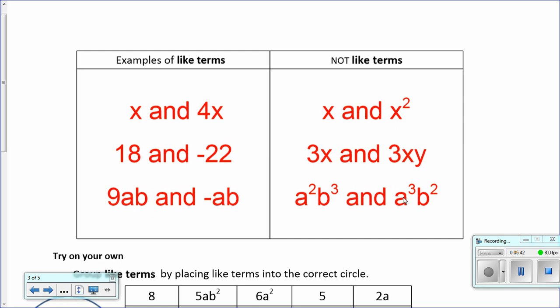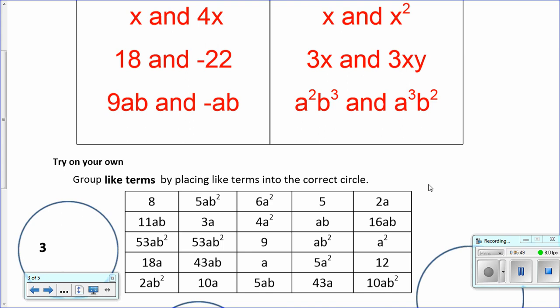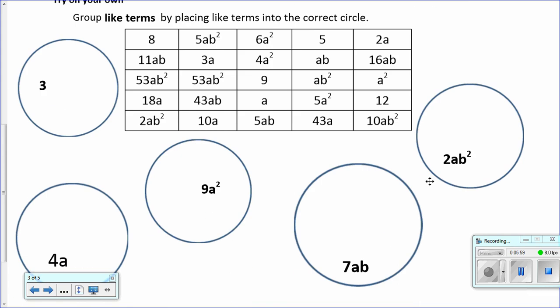Okay? So now you're going to try this on your own. Try this part on your own and group them together. Put them in the groups where they belong. Put all these in the right group. And we will go over these answers in class. Okay? So go ahead and give that a try.